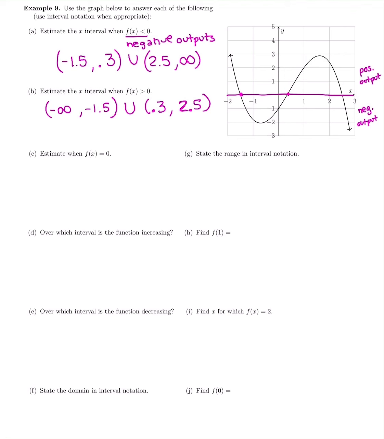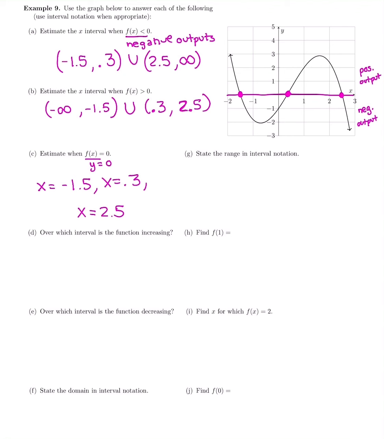And then we're going to estimate where the y value is 0. Where is the output 0, or the y value 0? We had 3 spots. And I just estimated these. You could estimate them, and I would say that it is correct. There's no perfect answer for these when it's not labeled. I would say -1.5, when x is 0.3, and when you plug in x is 2.5. Looks like a 0 output.